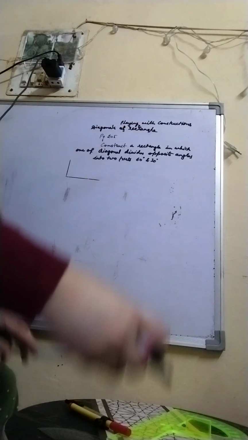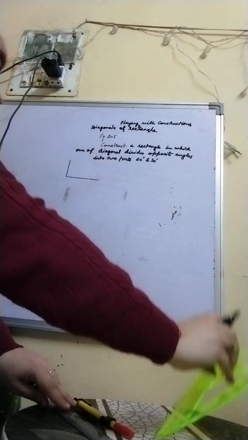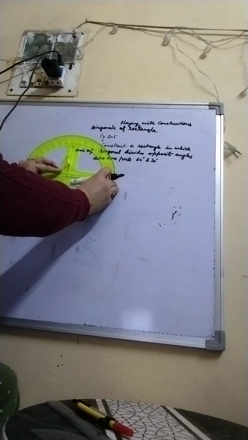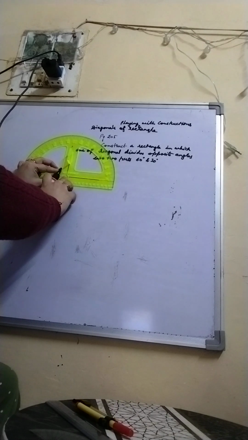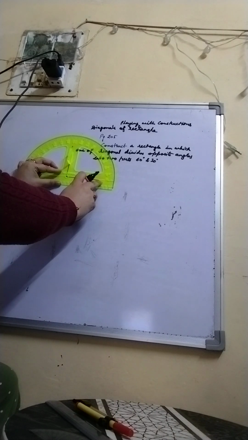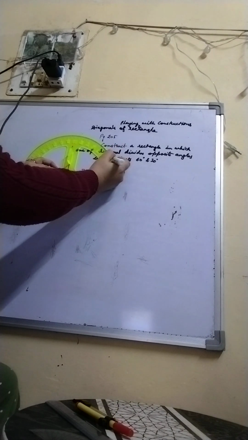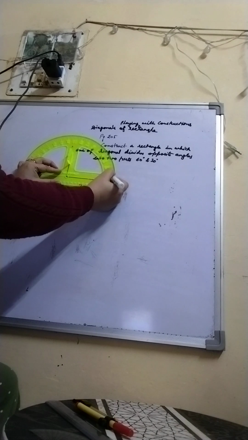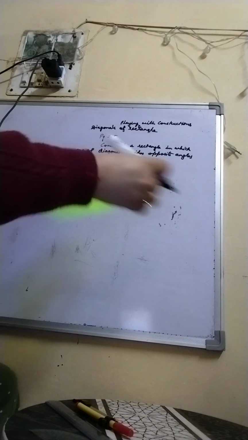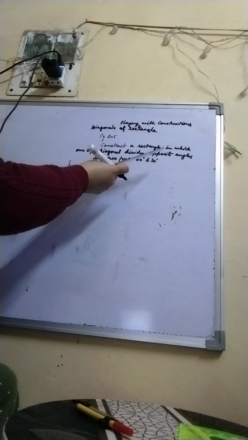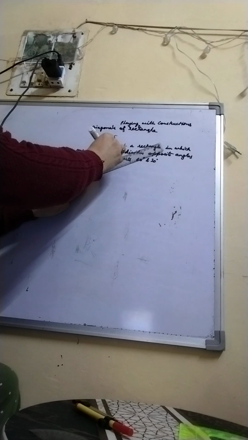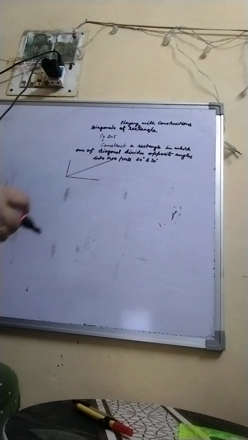That means what you require is, if I put the protractor at this vertex and align the line with the protractor line, then one of your angles should be 30°. So I will mark 0, 10, 20 and 30. So I will mark 30 and draw the diagonal. So this is my 30° diagonal.